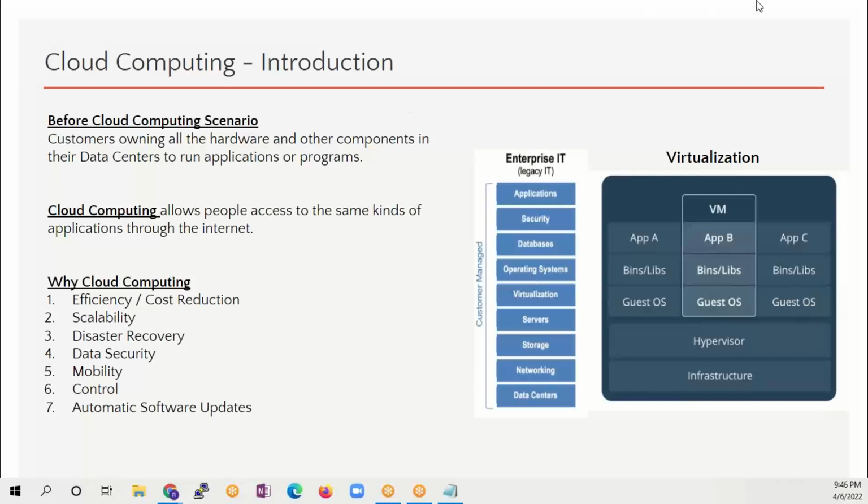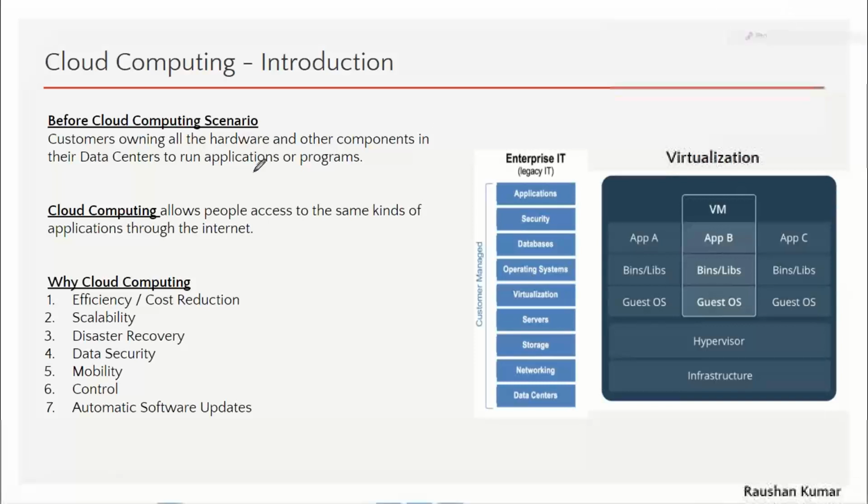So how were things done before cloud computing? This was the setup: customers owning all the hardware and other components. You have to own everything, all the hardware and other components, to run applications or programs. That's how it was. But now in the case of cloud, it's all about accessing the same kind of hardware or the same kind of application through the internet. That's the cool part. That's the cloud for you.